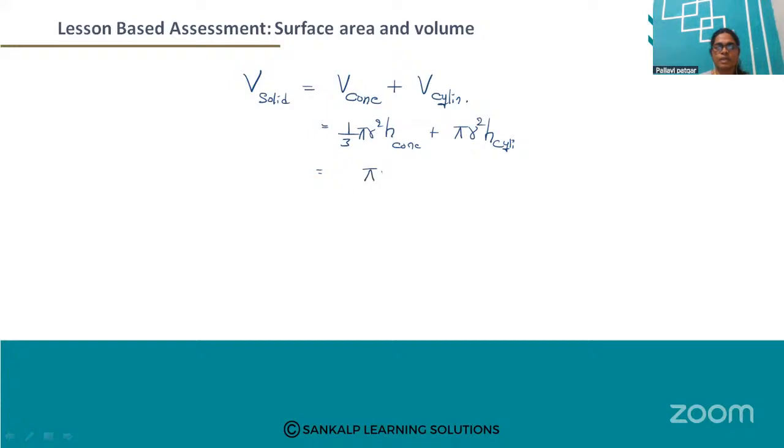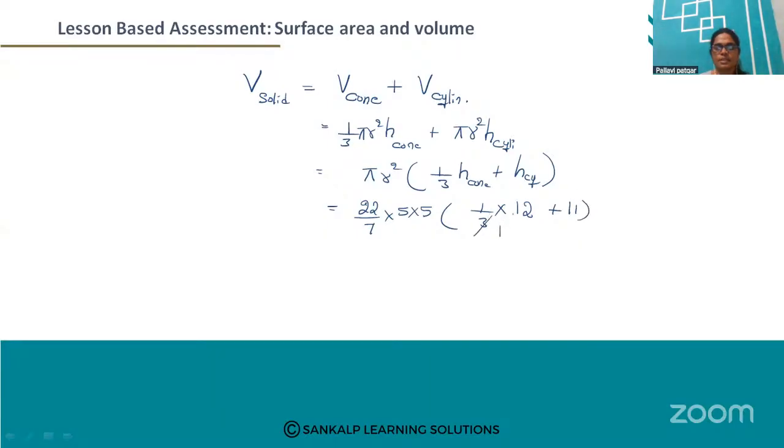So h is not common, because the heights are different. The height of the cone is different, and similarly the height of the cylinder is also different. So this becomes 1 divided by 3 h cone plus height of the cylinder. This is equal to 22 divided by 7 into, so r is the radius, into 1 by 3 into height of the cone is 12 centimeter plus height of the cylinder is 11.